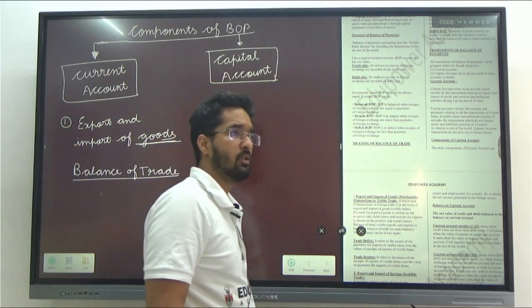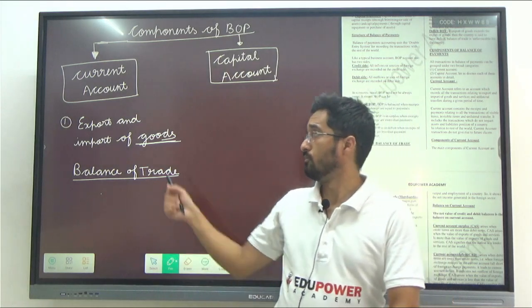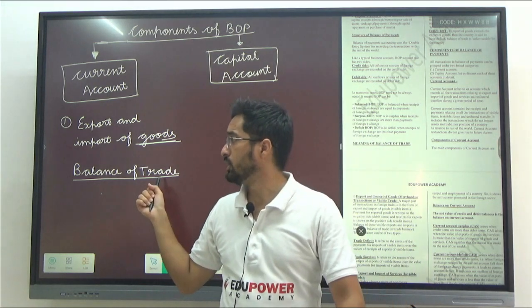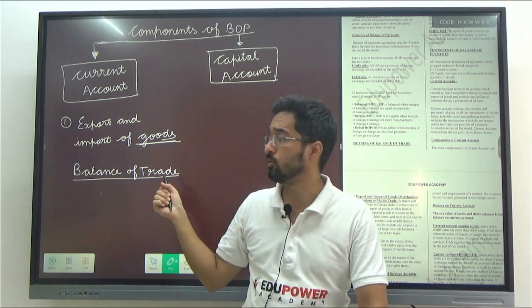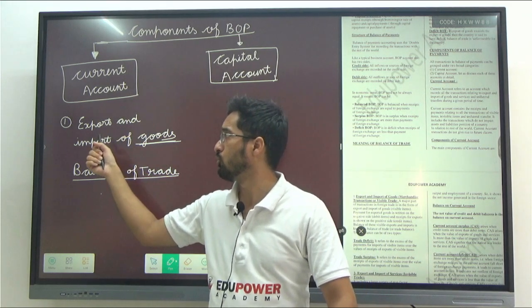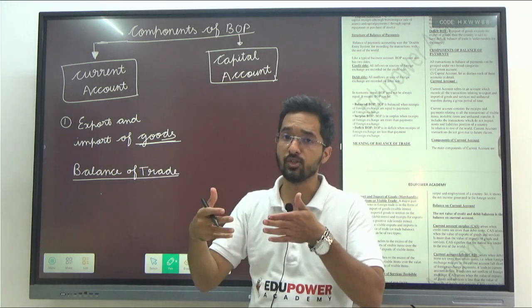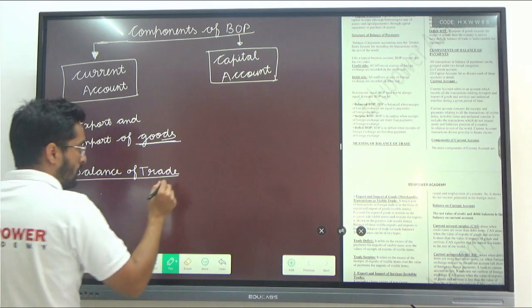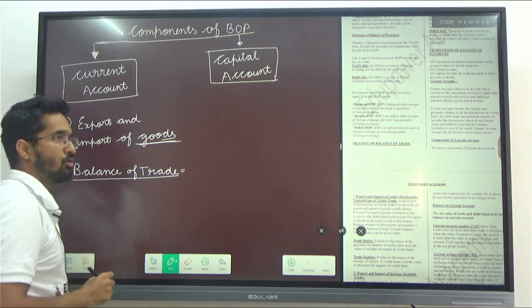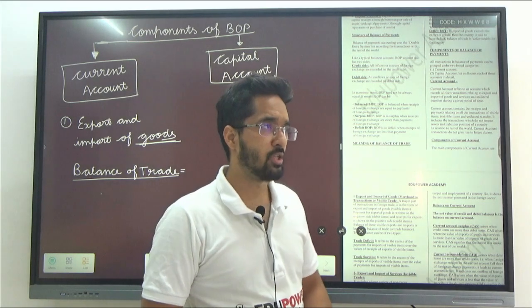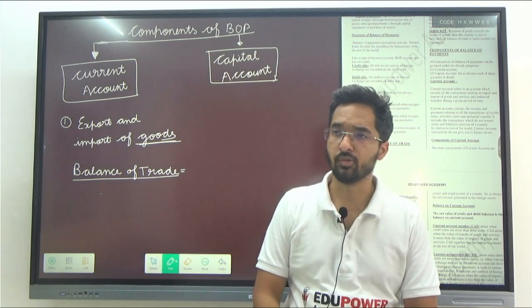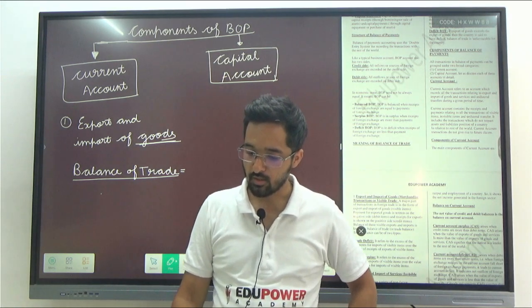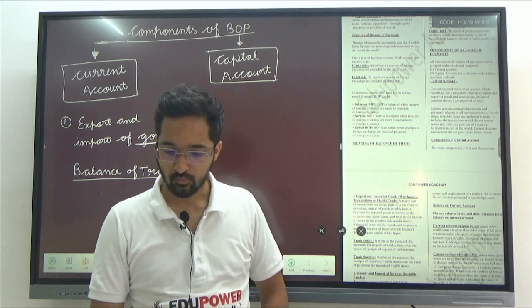Balance of trade is nothing but the difference between the amount of goods exported and the amount of goods which are imported. So, balance of trade only deals with goods, it does not deal with services. Goods means physical items. Okay. If you want to note, please note down the definition. Balance of trade is the difference between the export of goods and the import of goods.